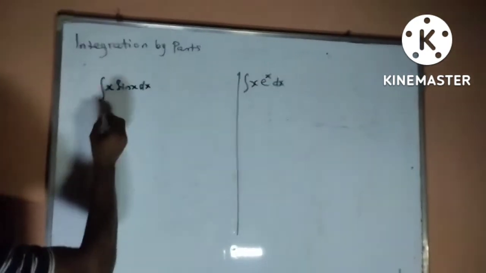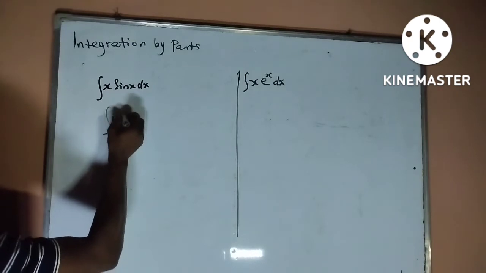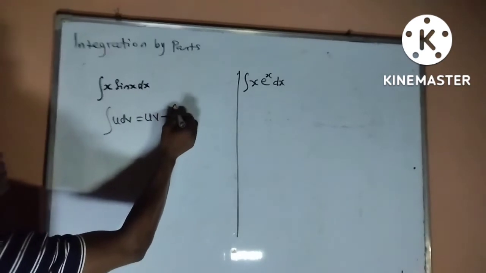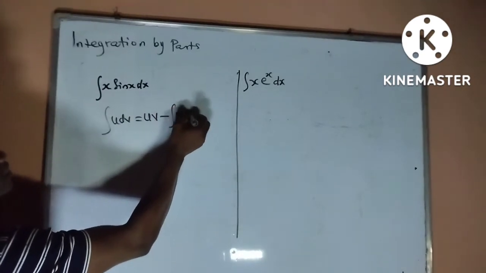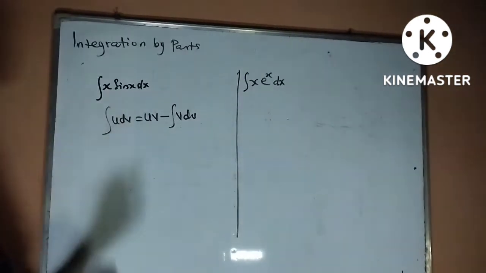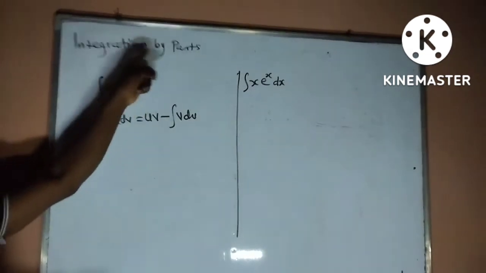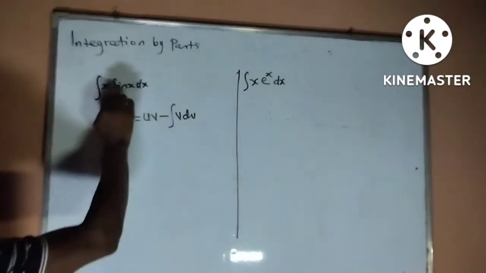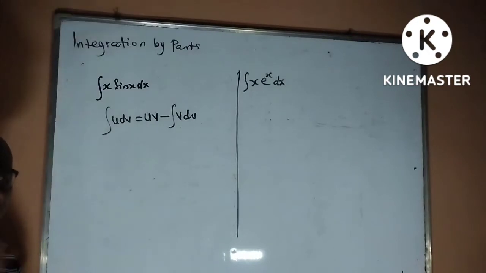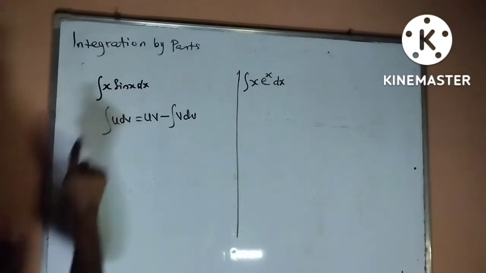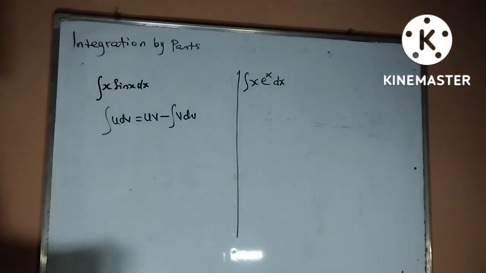So we have u dv is equal to uv minus the integral of v du. What is written on the board is the formula for integration by parts. What it means is that we are going to separate the function into two parts. One, u. The second one is dv. Let me quickly do that.